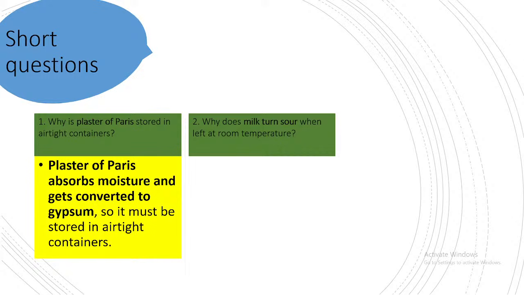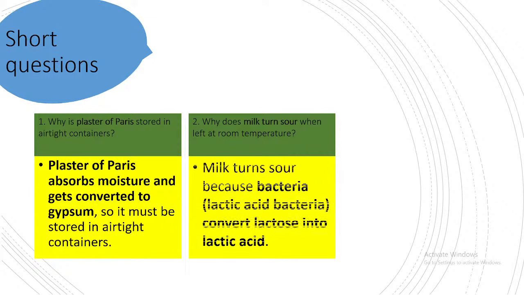Rhizobium is a different bacteria that is present in the roots of legumes. Rhizobium bacteria are nitrogen fixing bacteria. So because of lactic acid bacteria, the lactose present in the milk is converted to lactic acid. So that is why the milk turns sour.